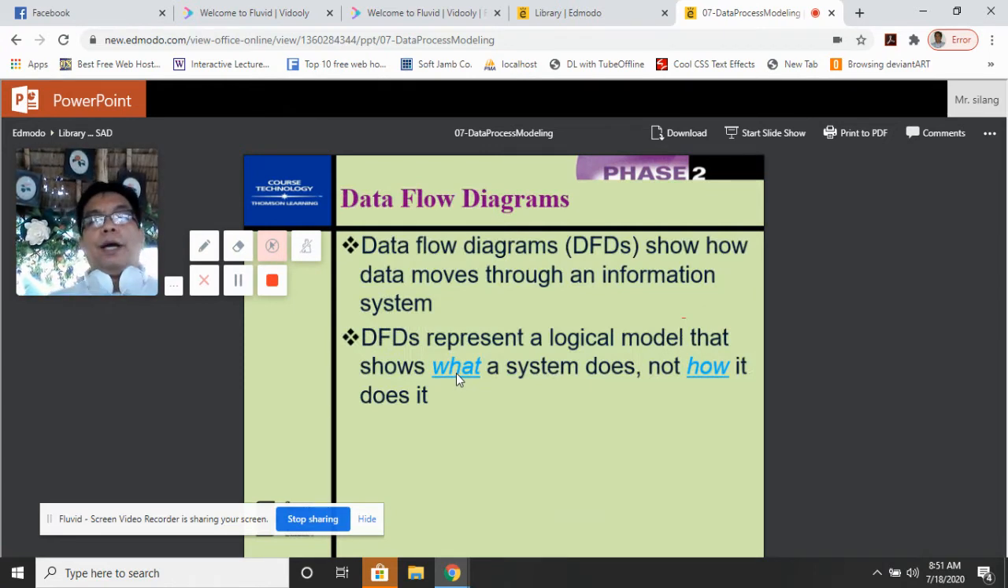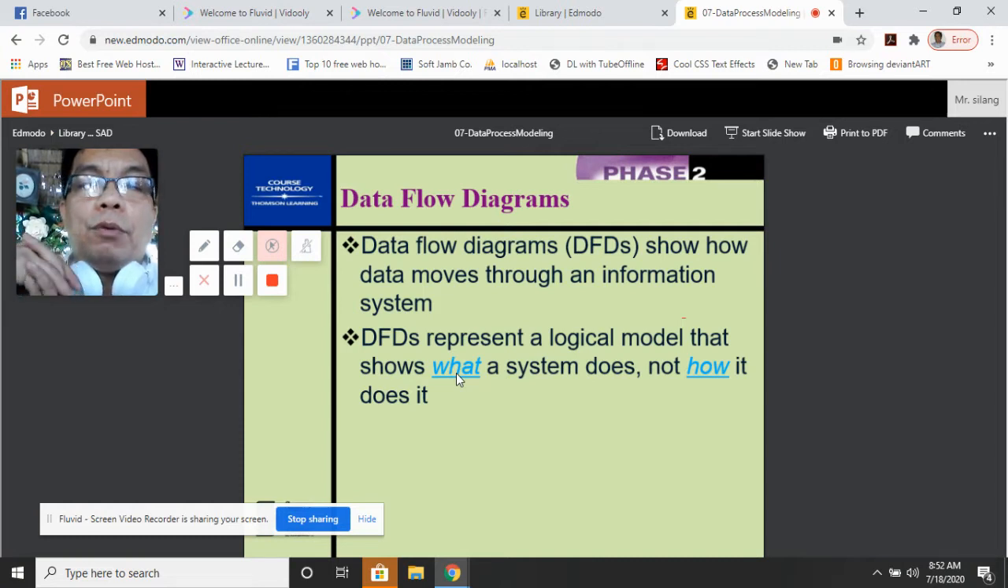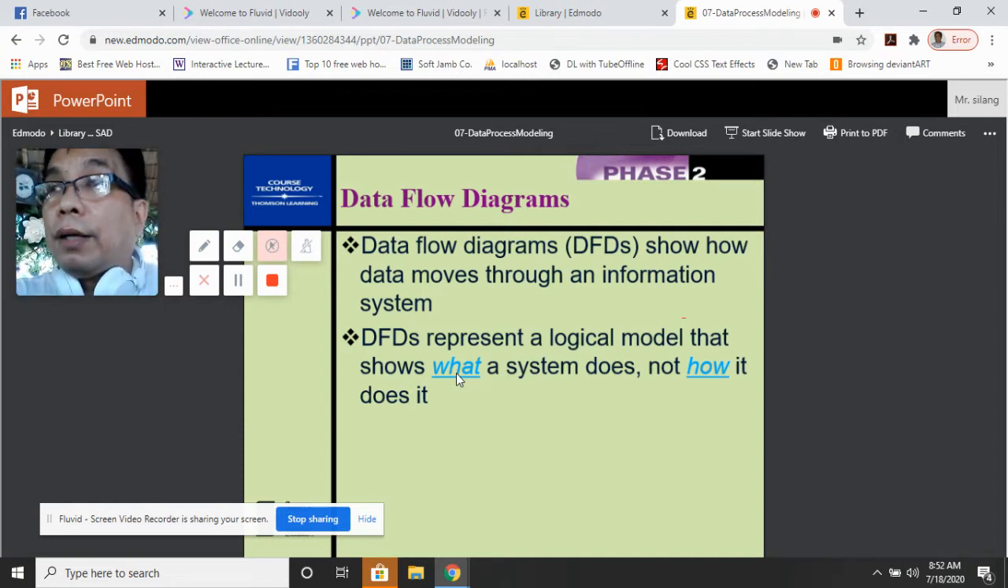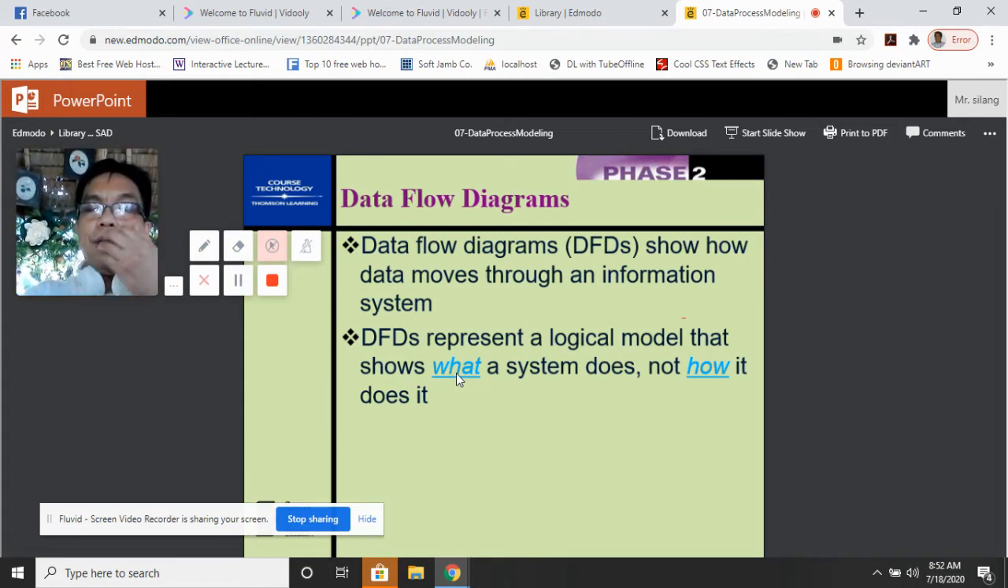So what are data flow diagrams? Data flow diagrams show how data moves through an information system. And data flow diagrams represent a logical model that shows what a system does. So it will just show what the system does and not how it does it. So it's more on what the system will do. So it's not a very detailed description of the system.